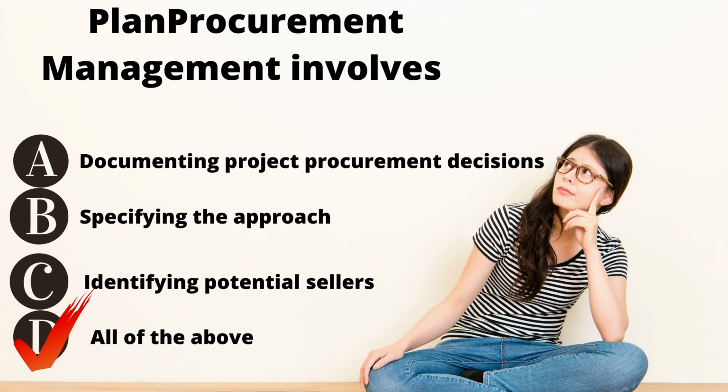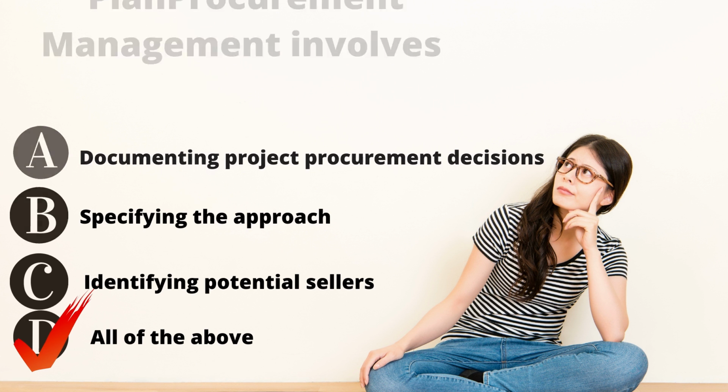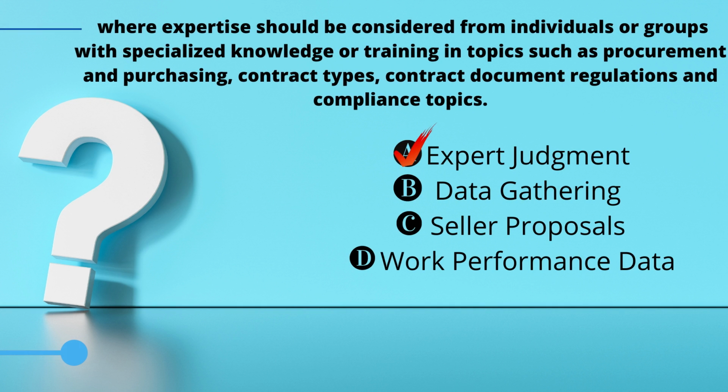Next question. Planned procurement management involves A. Documenting project procurement decisions, B. Specifying the approach, C. Identifying potential sellers, or D. All of the above. The correct answer is D. All of the above.